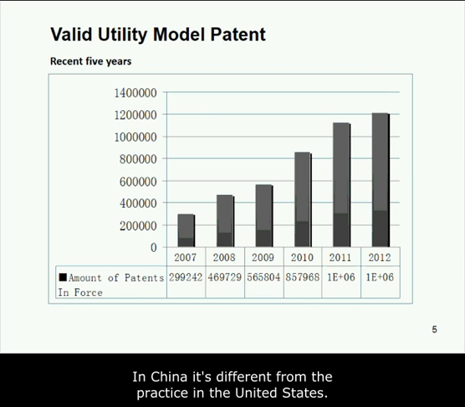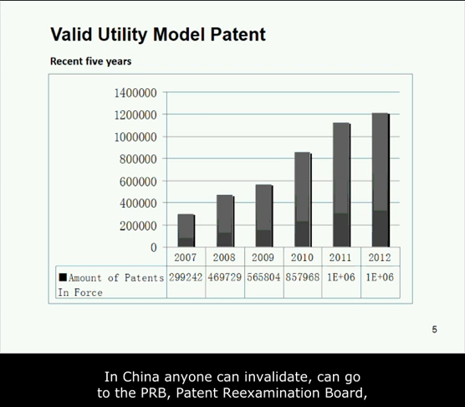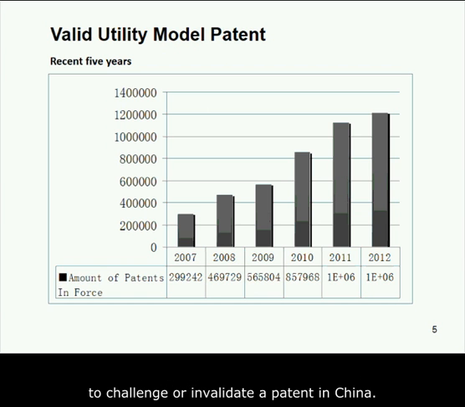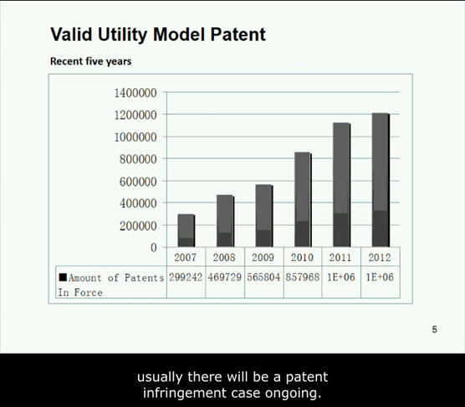In China, it's different from the practice of the United States. In China, anyone can go to the PRB, Patent Re-Examination Board, to challenge, to invalidate a patent. But for many of such invalidations, usually there will be a patent infringement case ongoing.